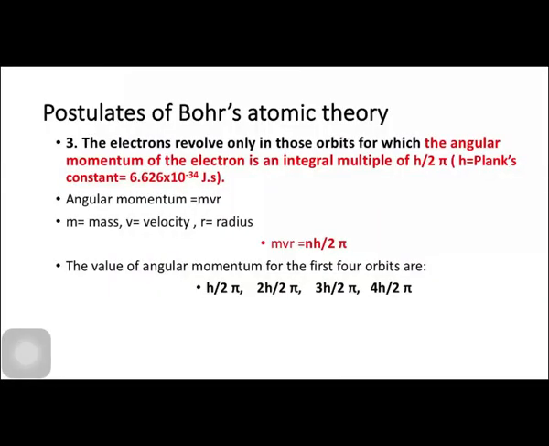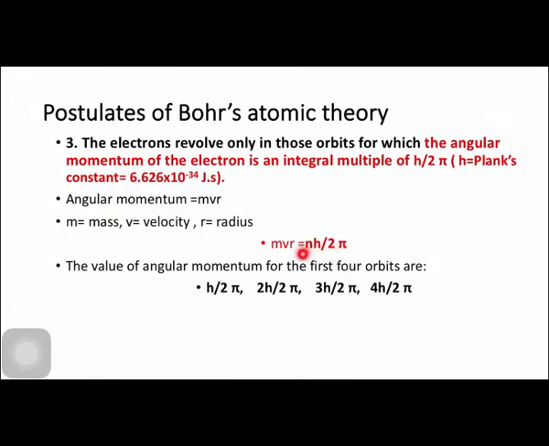According to the third postulate, electrons revolve only in those orbits for which the angular momentum of the electron is an integral multiple of h over 2 pi. Here h is Planck's constant and its value is 6.626 × 10^-34 joule second. Whereas angular momentum is equal to mvr. Here m is the mass, v is the velocity and r is the radius of the electron's orbit. So mvr equals nh over 2 pi.